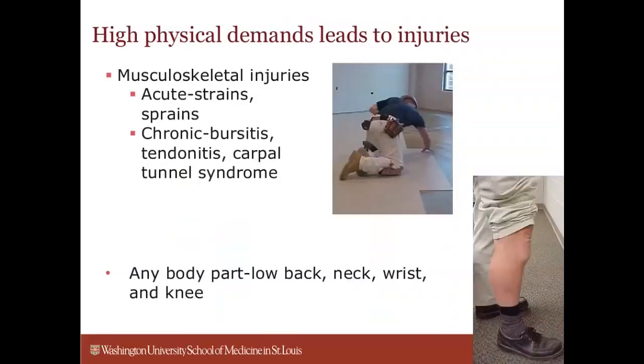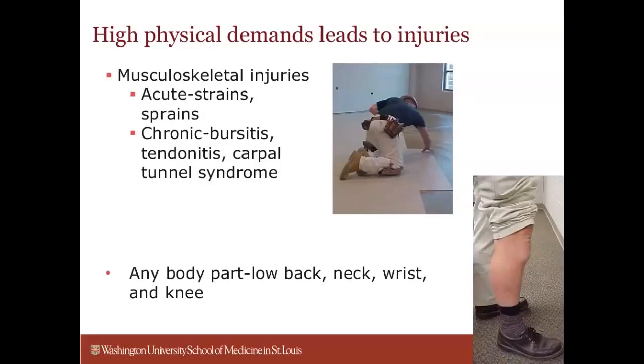So these high physical demands in these construction work tasks lead to these musculoskeletal injuries. In the acute phase, they are often diagnosed as strains and sprains, but when they've occurred repeatedly over time, they're typically classified as chronic, and examples of chronic disorders might be bursitis or tendinitis and carpal tunnel syndrome. Most of these disorders are not visible to the eye.